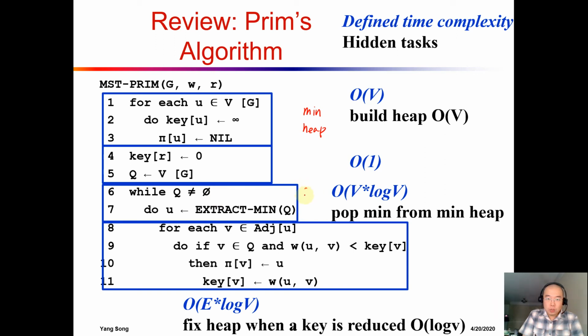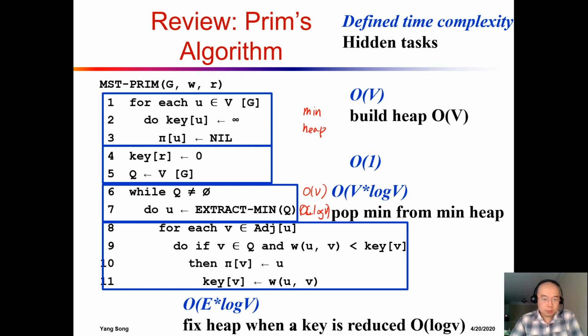So this iteration itself is O(V). However, for the extract min, that is O(log V). Since we are using a min heap, there is a hidden task, which is to fix up the heap again, so that is a log V. So for the third box, that is O(V log V). Okay, and then the last part.